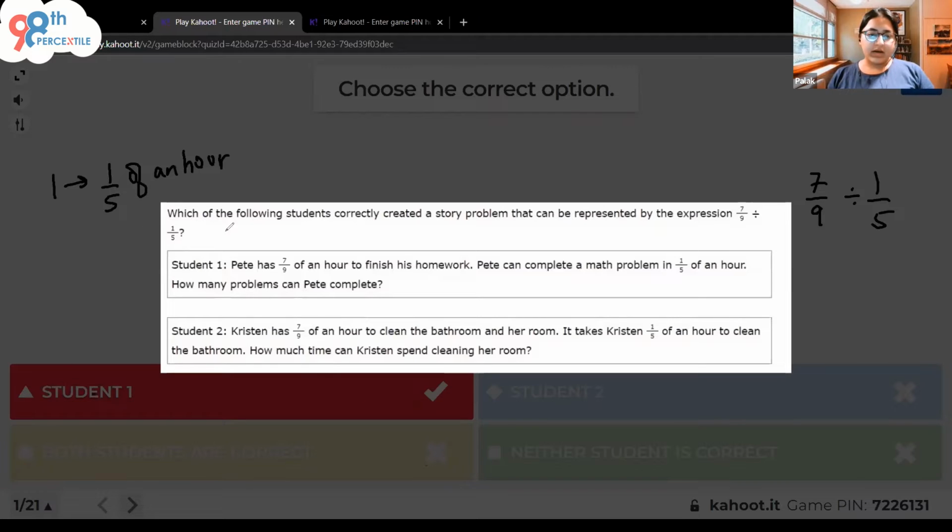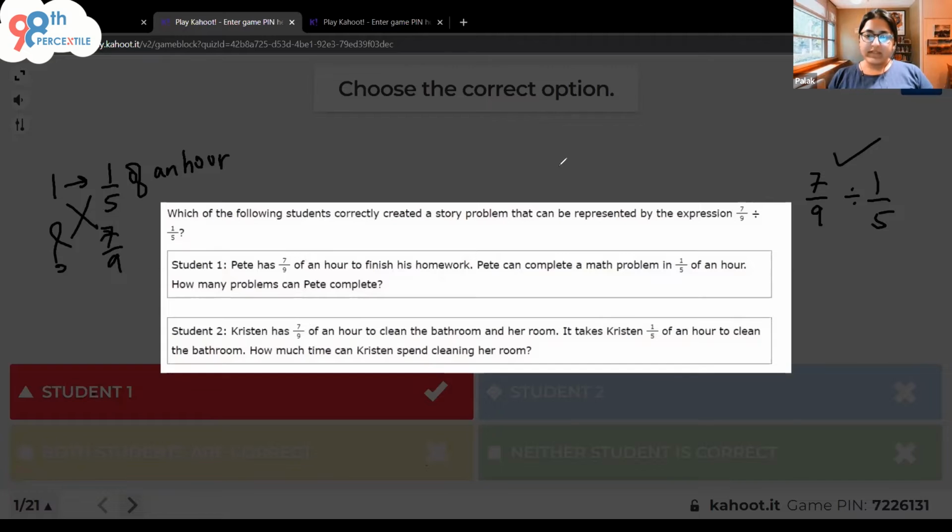So yes, one math problem is done within 1/5 of an hour, and he has 7/9 of an hour, right? So how many problems in 7/9 of an hour? So when you cross multiply, you get this exact same expression. That is why student number 1 is going to be correct on this, right?